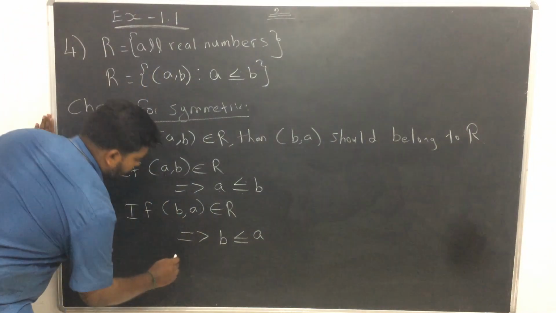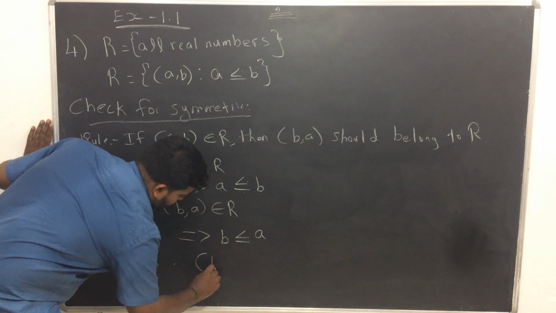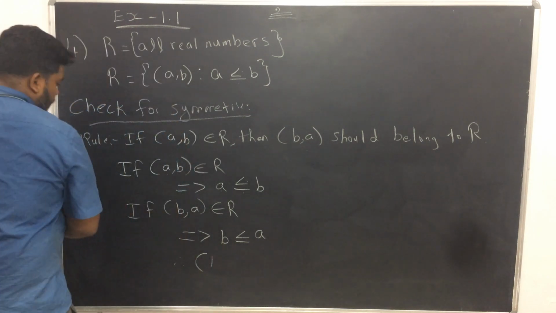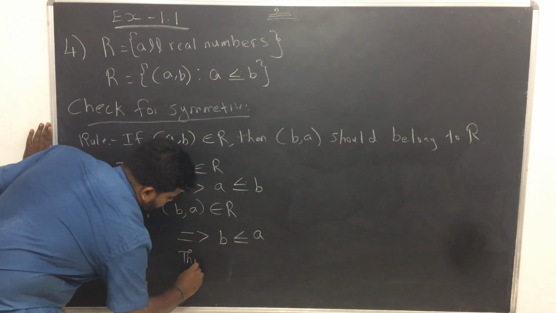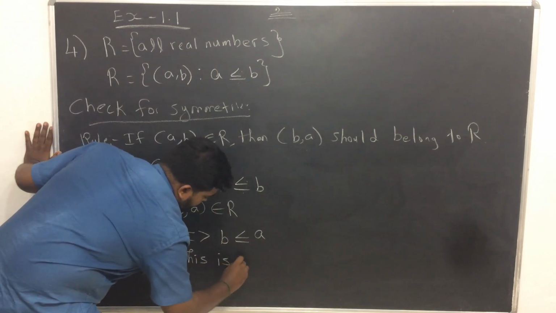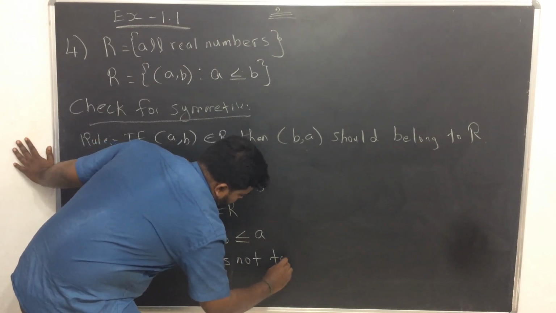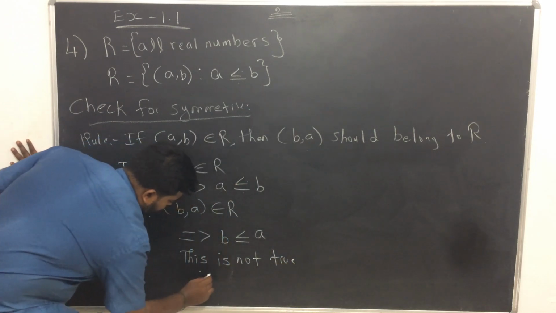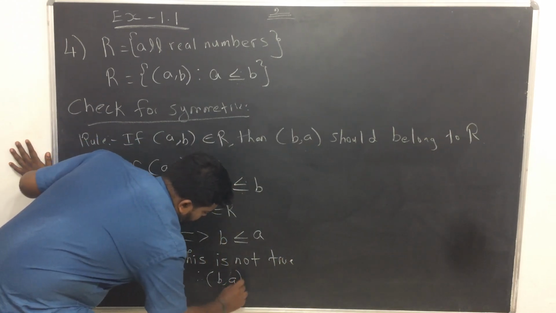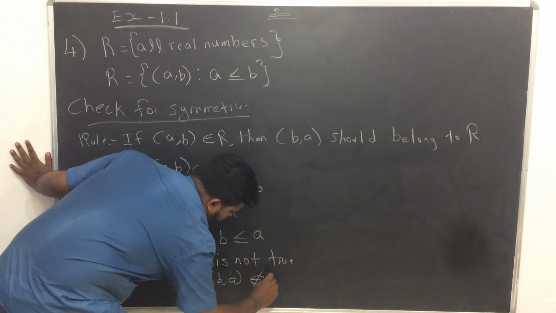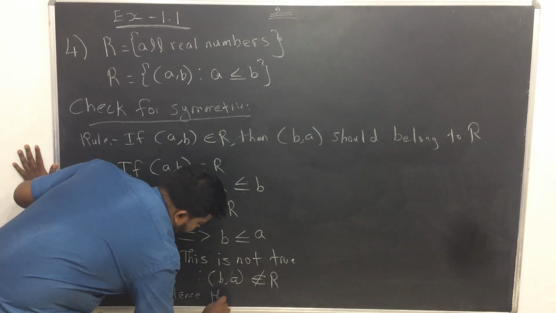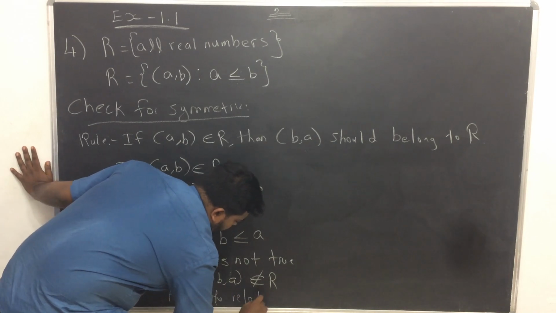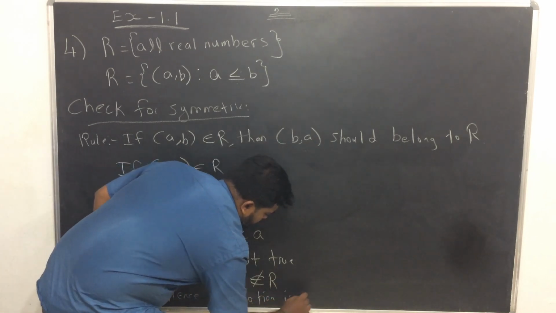Therefore, (B, A), this is not true. This is the point. This is not true. Therefore, (B, A) does not belong to R. Hence, the relation is not symmetric.